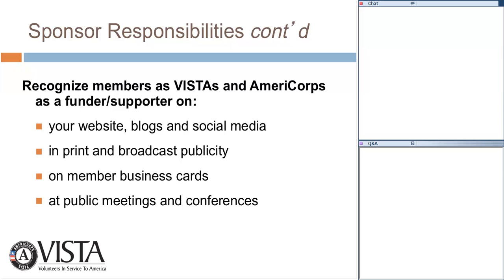Also, in your print and any publicity you do through broadcast, it's very important that you recognize VISTA and let the community know that VISTA members are involved in making the changes that your organization is working on through their service for their year period of time. Also, if you are going to be providing your members with business cards, and when you have your members attending public meetings and conferences, it's important that they are given the opportunity to represent VISTA and state that they are serving with VISTA. One of the wonderful things about your VISTA members' pre-service orientation is that facilitators specifically talk to them about how to provide a quick elevator speech and how to introduce themselves while representing your organization and VISTA across the board. So encourage that when your VISTA members are attending meetings or conferences.